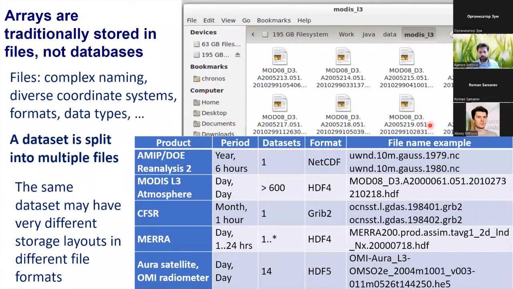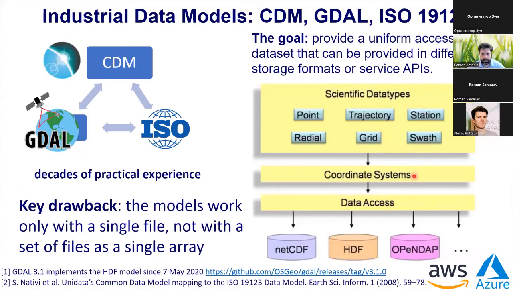Arrays are traditionally stored in files, not in databases. Such files have complex naming, as you can see here, diverse coordinate systems, formats like netCDF, HDF, GeoTIFF, supported data types, and so on. For example, the same data set may have very different storage layouts in different formats. It's also important that a data set is almost always split into multiple files, like here with MODIS observations.